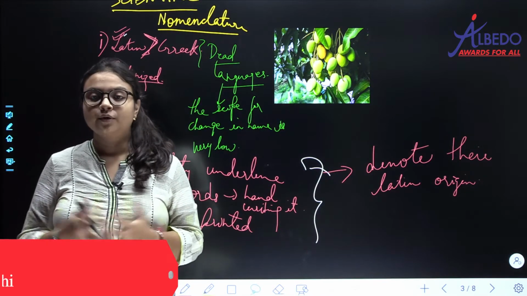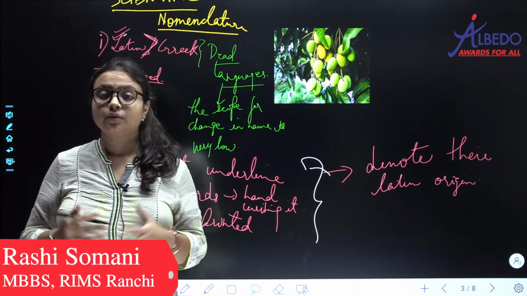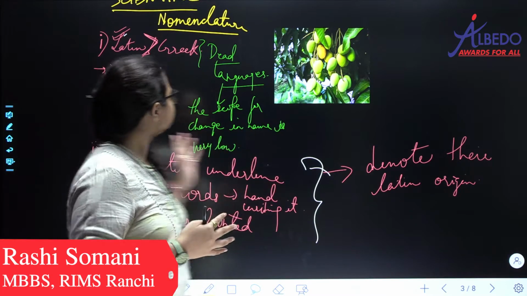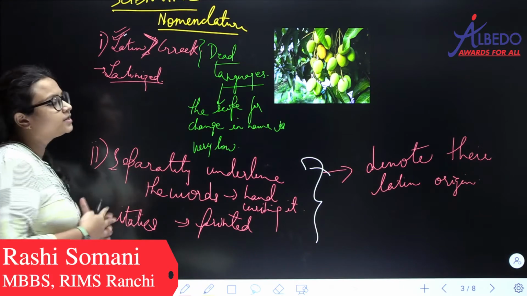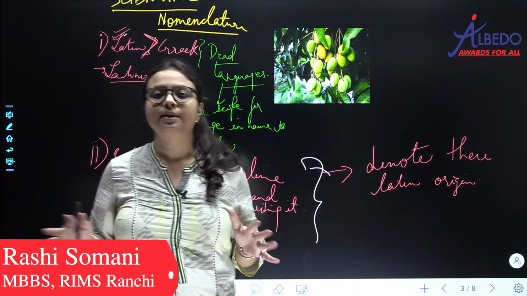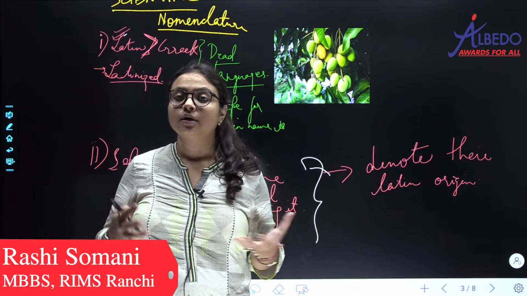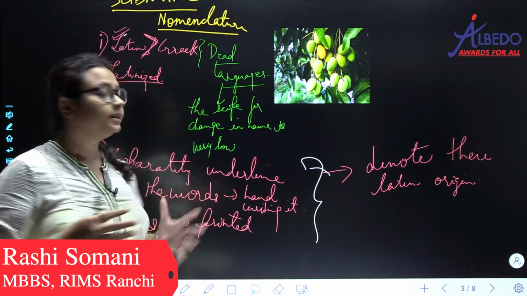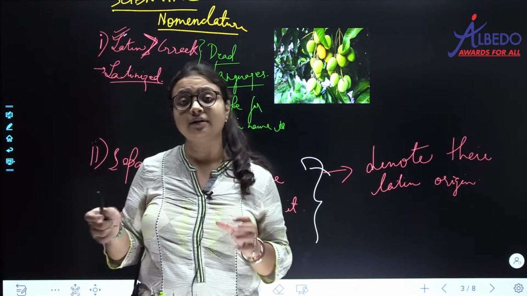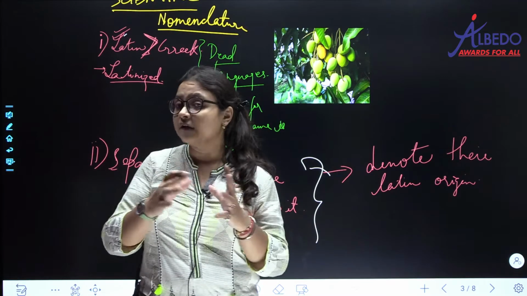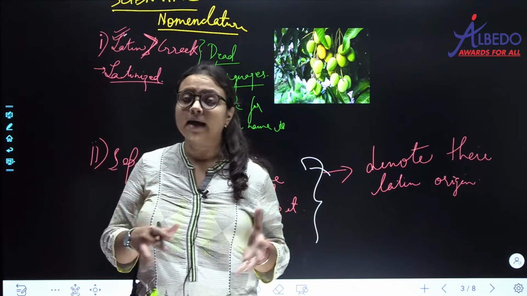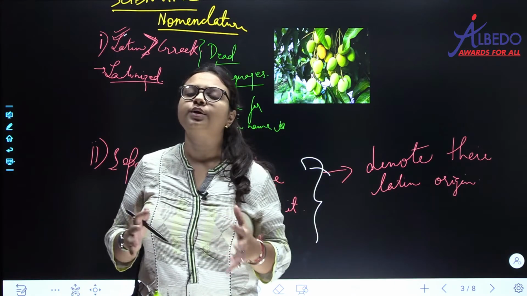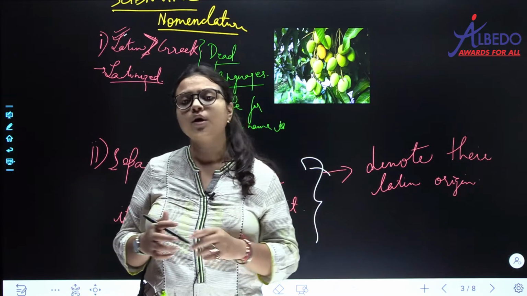In the last video, we were discussing the rules of scientific nomenclature. We looked at two rules. The first is that all the names are Latinized, or derived from Latin. The second is that they are separately underlined if handwritten. When I am handwriting it, we have to separately underline it, and if we are printing the name, we have to print it in italics to denote their Latin origin.